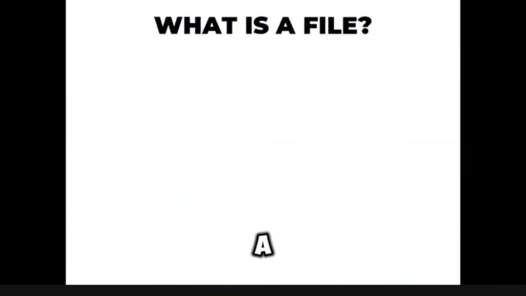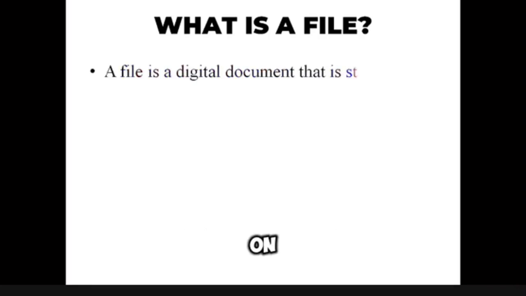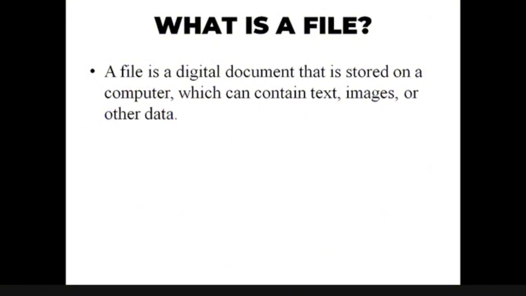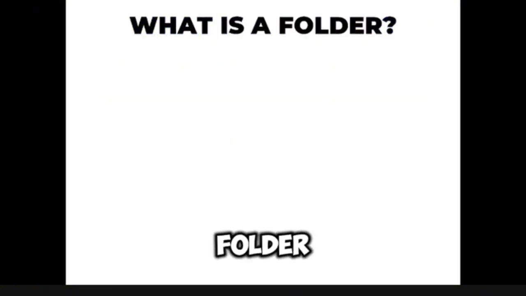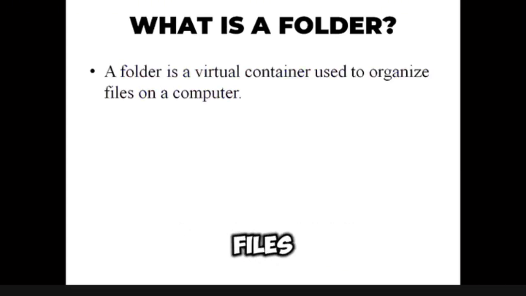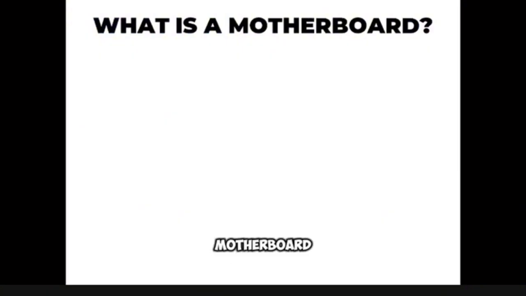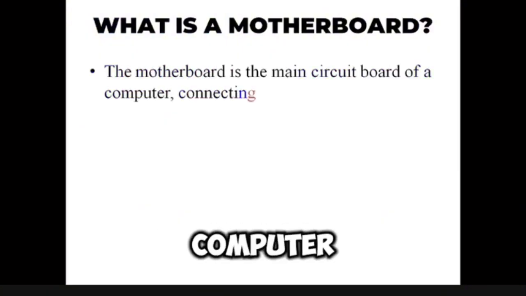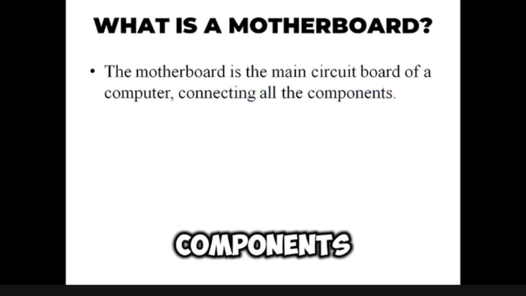What is a file? A file is a digital document that is stored on a computer, which can contain text, images, or other data. What is a folder? A folder is a virtual container used to organize files on a computer. What is a motherboard? The motherboard is the main circuit board of a computer, connecting all the components.